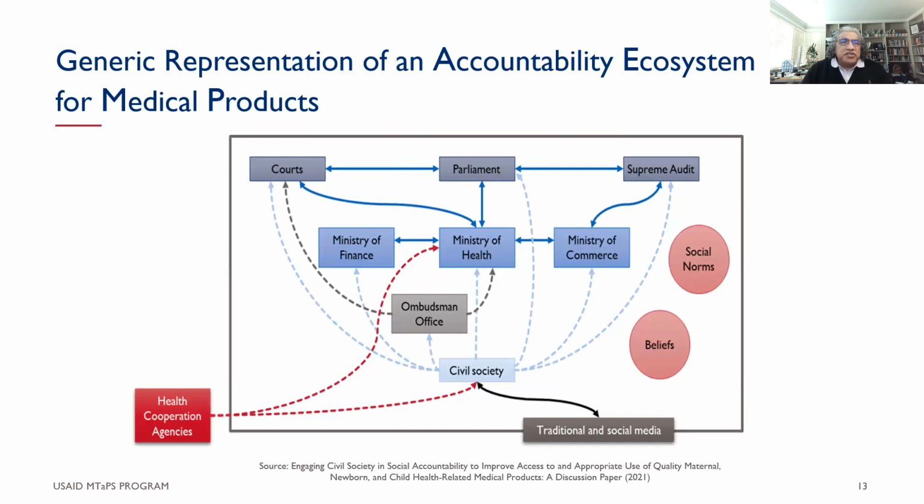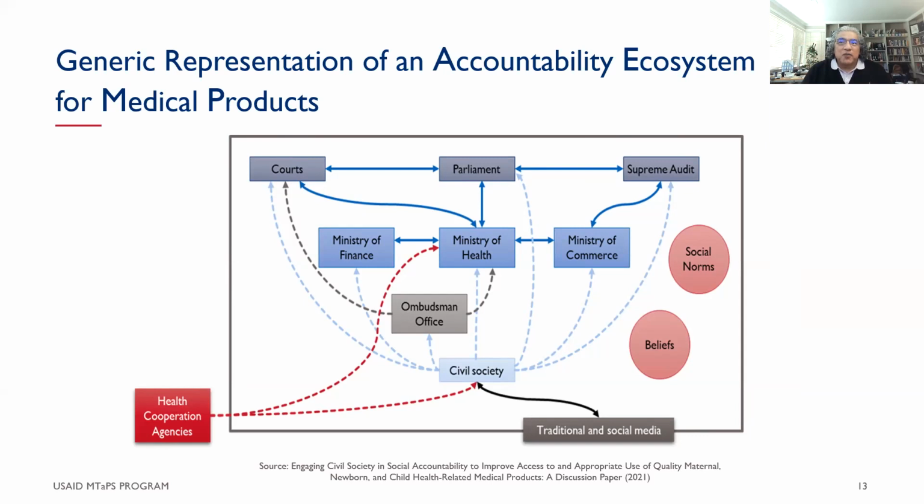So as you can see on the report, this is just a generic representation, just to give the idea that if we are working in the health system, specifically on medical products, in addition to our traditional stakeholders or actors that we engage, there is an important role for the courts, the court system, for parliament or Congress, also an important role for Ministry of Commerce, Ministry of Finance, even the Ombudsman Office.